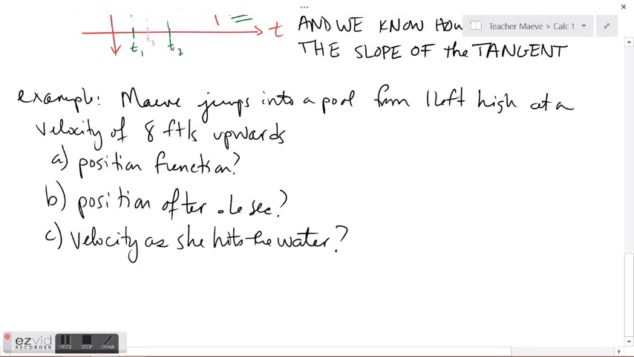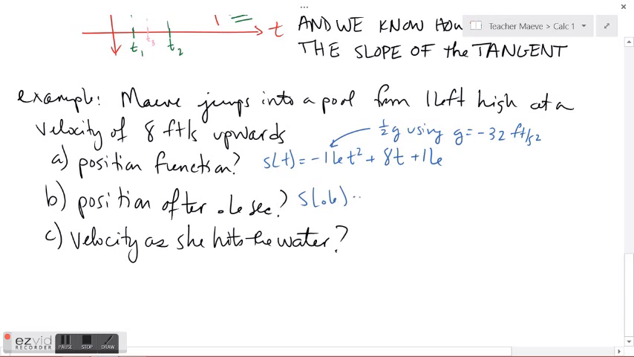Alright, let's start with that position function. So s of t is going to be, well, we're in feet, so we use 1/2 of negative 32, right? g is negative 32, so 1/2 of negative 32 is negative 16, t squared, plus v naught t, that's 8t, plus s naught, which is 16. So that's my 1/2 g, using g equals negative 32 feet per second squared. The 8 is my v naught, plus 16 is my s naught.